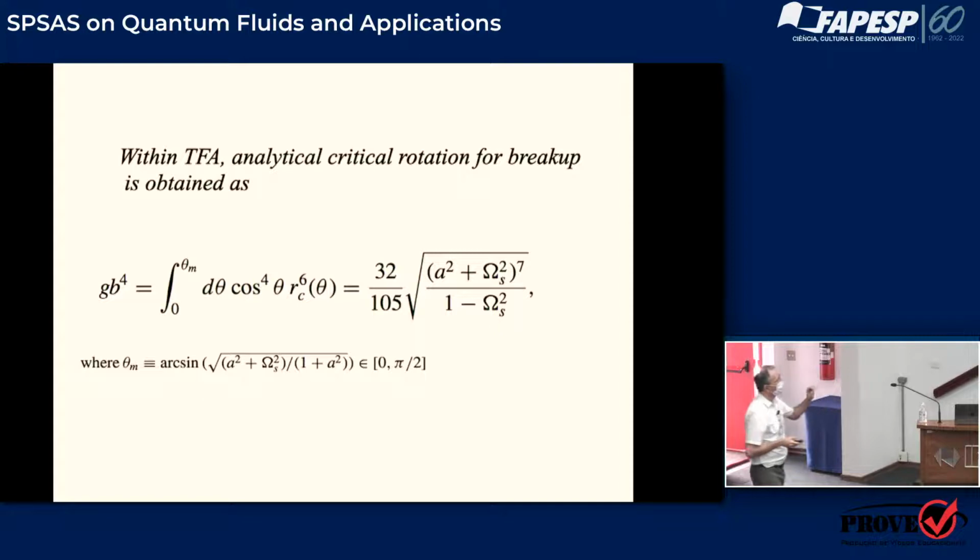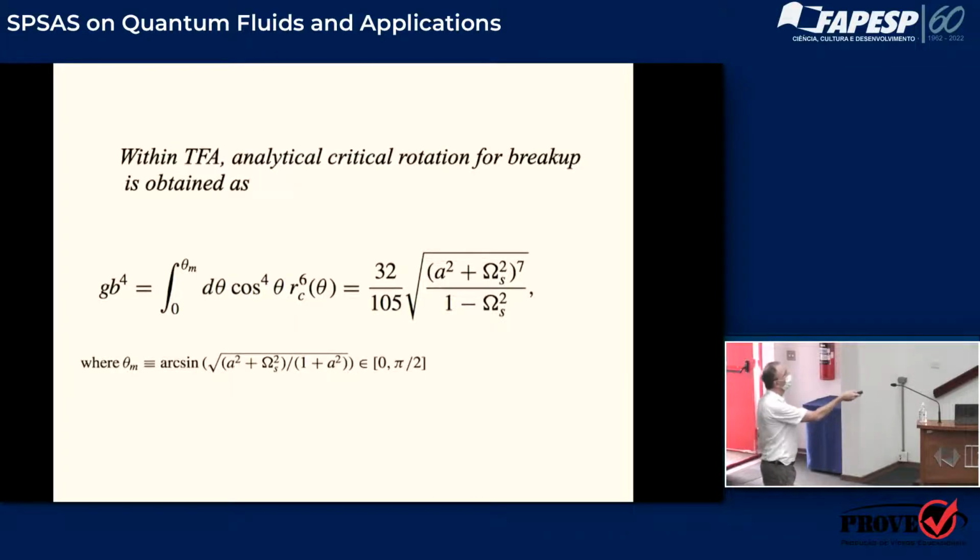So within the Thomas-Fermi approximation, because we know the mu of the Thomas-Fermi exactly at that point, we could obtain an exact analytical expression for breakup. It is obtained as this g_B to the power of 4. Then you have this fancy integral where theta_m looks complicated, but at the end you can do it analytically, and we find a very unusual expression, and let's see if it's true.